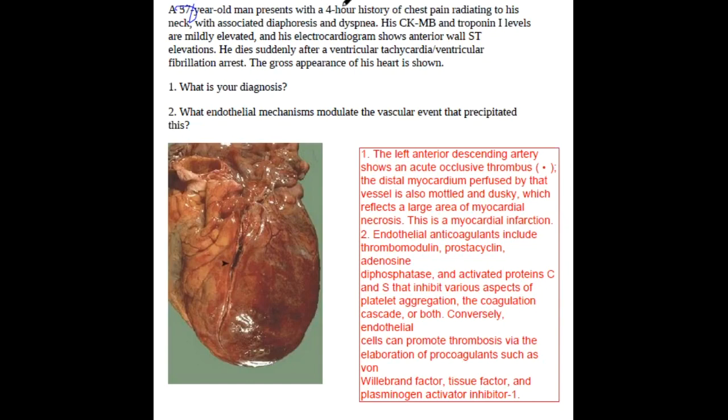A 57-year-old man with a 4-hour history of chest pain radiating to his neck with associated diaphoresis and dyspnea. His creatine kinase MB type and troponin levels are elevated. Okay, that means there is some type of MI. And his electrocardiogram shows anterior wall ST segment elevation.